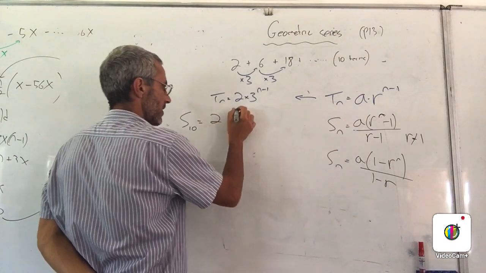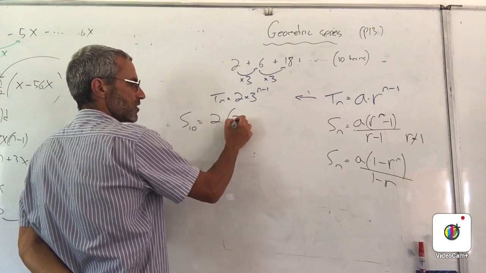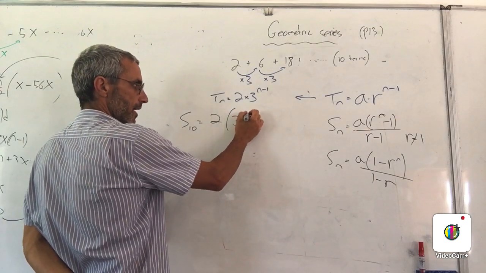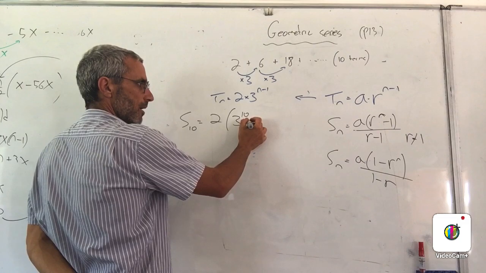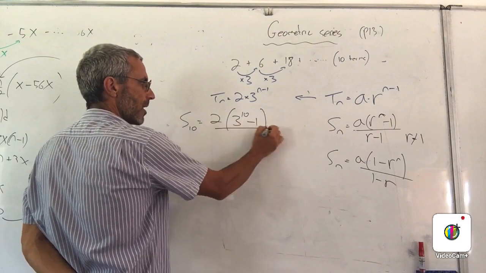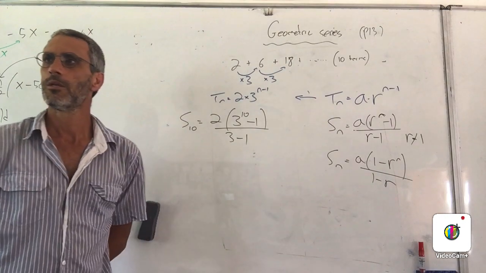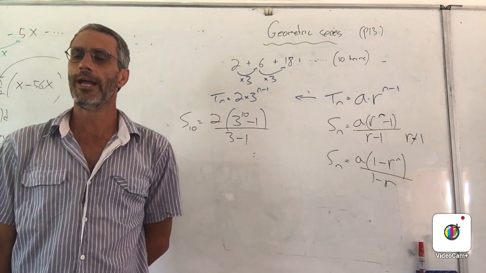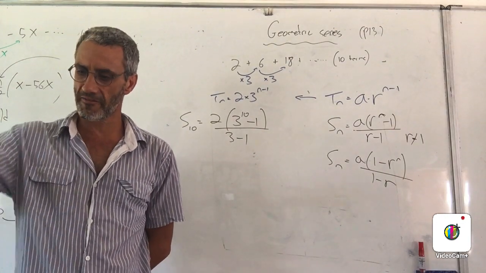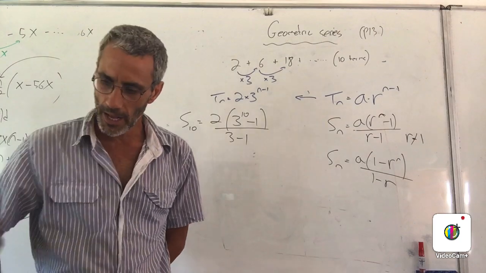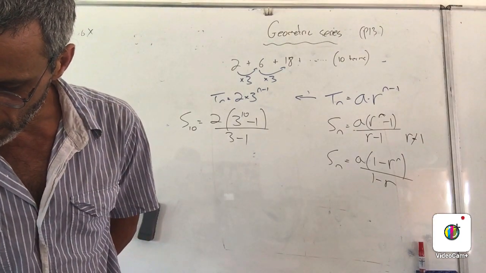2 times 3 to the power of 10, minus 1, divided by 3 minus 1. As simple as that. And guys, you just put that in the calculator. In fact, put it in your calculator. And I'm going to just steal their answer.